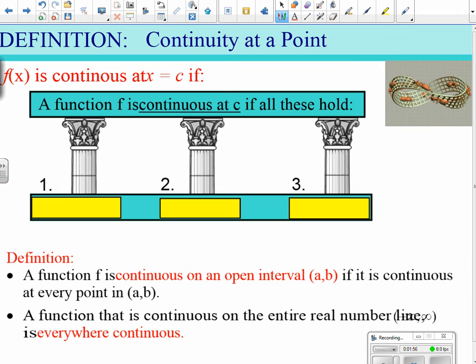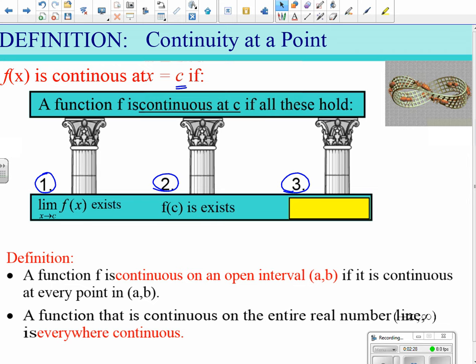So here we get into the definition of continuity at a point. The function f of x is continuous at x equals c, where c is some constant value, if 3 things happen. You'll see I've got 3 pillars here that form the definition of continuity. The function is continuous at c if all of these hold. 1, the limit as x approaches c exists. 2, f of c exists, meaning I can get an answer. It's not just undefined.